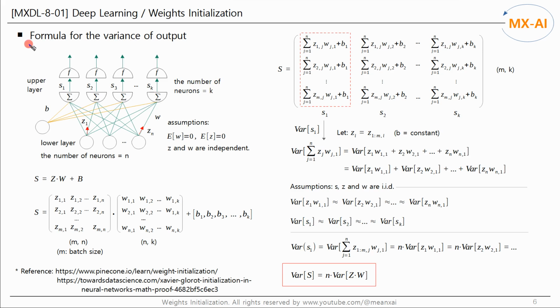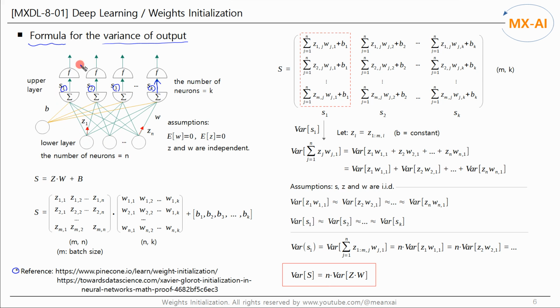Next, let's create a formula to mathematically calculate the variance of the outputs of a hidden layer. We want to find the variance of this output. Here, the subscript of S represents the output of each neuron. This formula will be used in the Xavier Glorot and Kaiming He methods covered in the next 2 videos. I referred to the documents below.